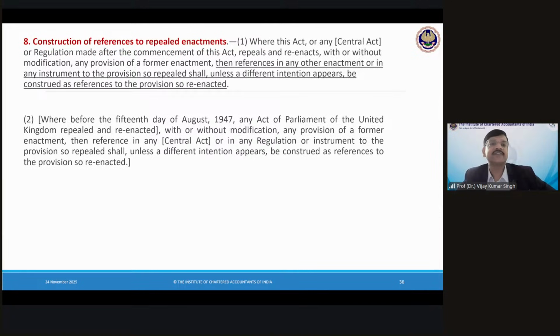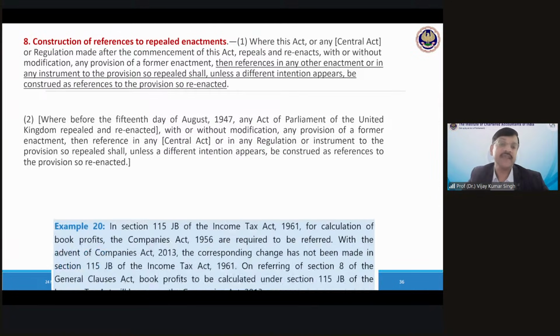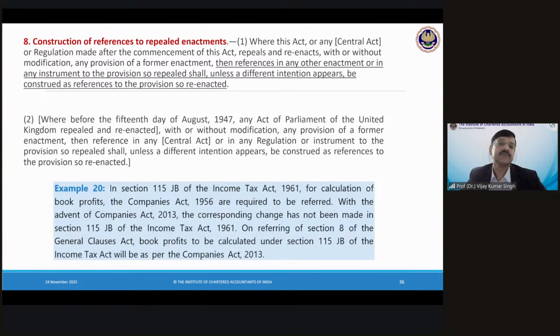Then Section 8 talks about construction of references to repealed enactments. And this particular section specifically says, where this act or any central act or regulation made after the commencement of this act repeals or re-enacts with or without modification any provision of a former enactment, then references in any other enactment or any instrument to the provision so repealed shall, unless a different intention appears, be construed as references to the provision so re-enacted. Okay, I'll give you an example.